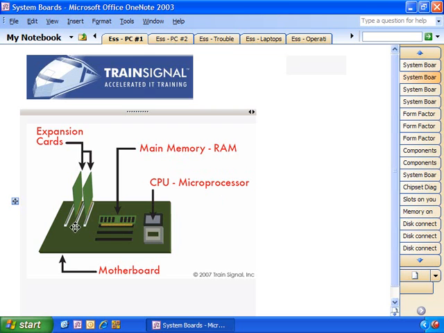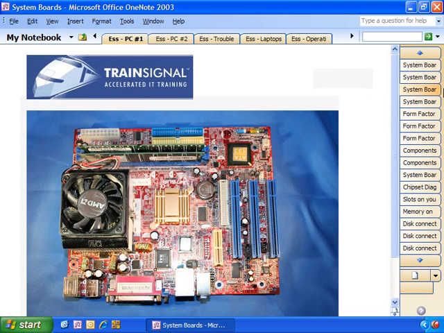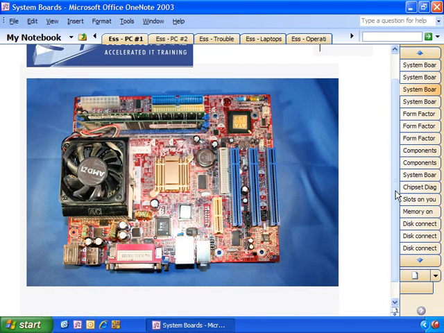Then here you have your expansion cards. These plug into slots to give you more functionality out of the computer. Maybe you need to connect to a certain type of network, or you need a certain type of storage. You can buy an expansion card that plugs into the card slot of the computer. So again, here we have just another photo of a motherboard. We've already seen this one, so I'm going to move on.